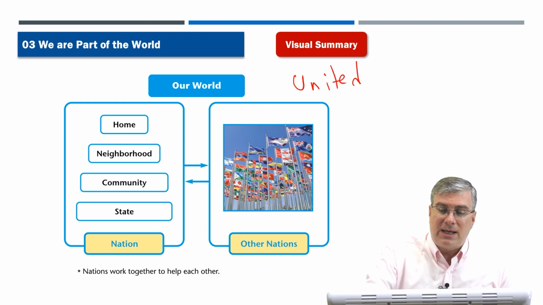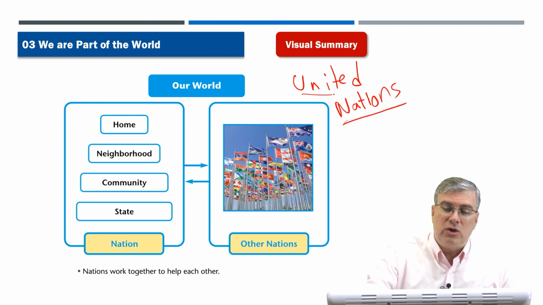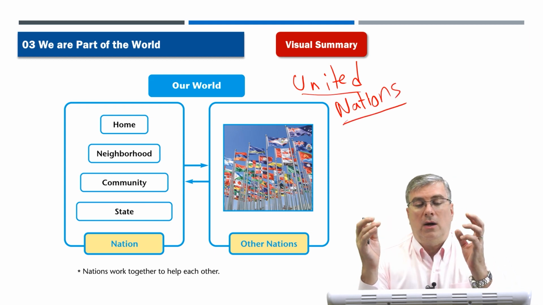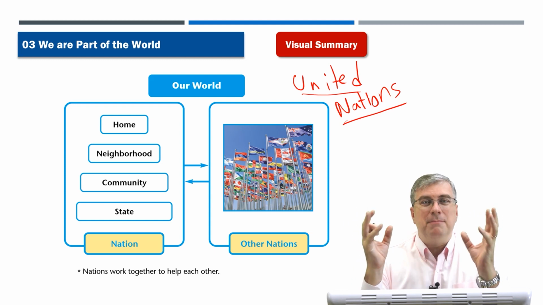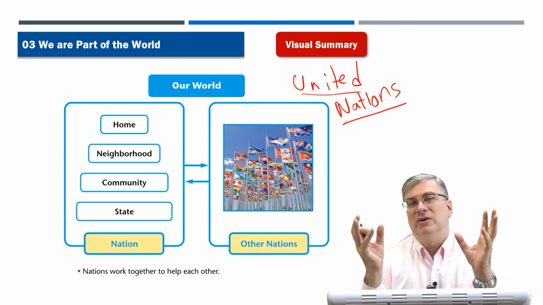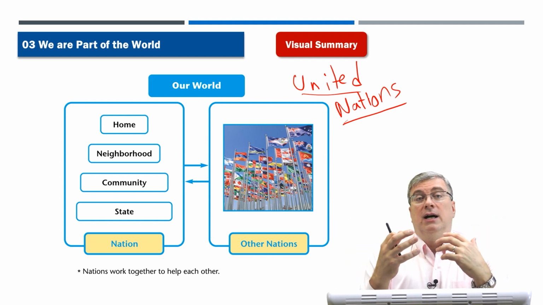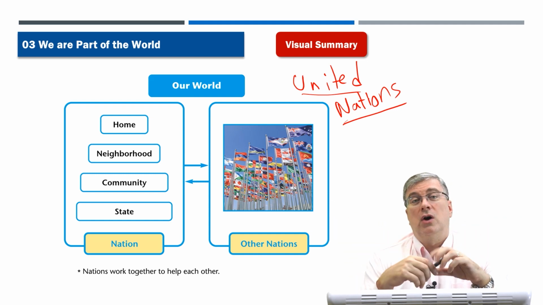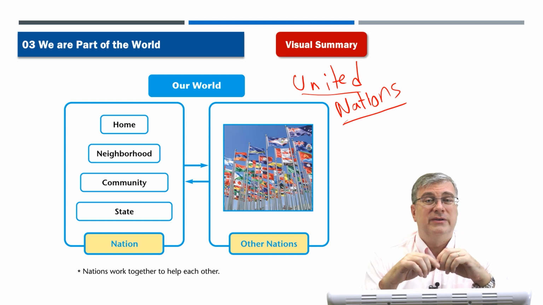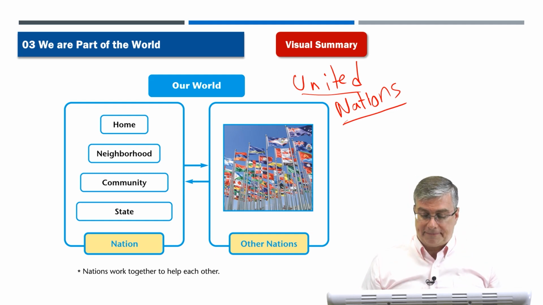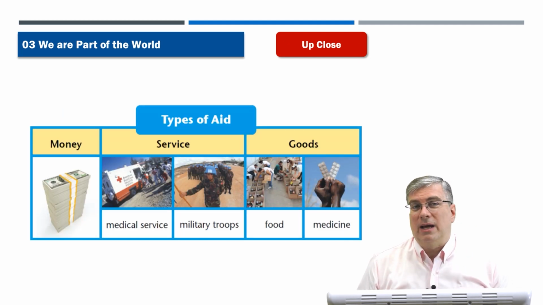United Nations. So basically this organization, United Nations, headquartered in New York City, has many member states, they call them member states, but it's actually member nations, who get together and discuss how to help each other and how to solve problems that everybody has in the world. Okay. Next, we have types of aid.